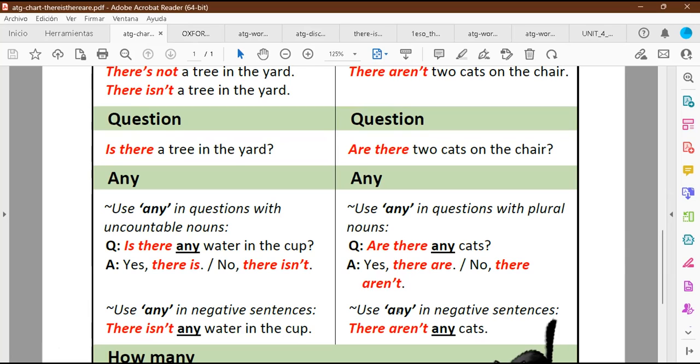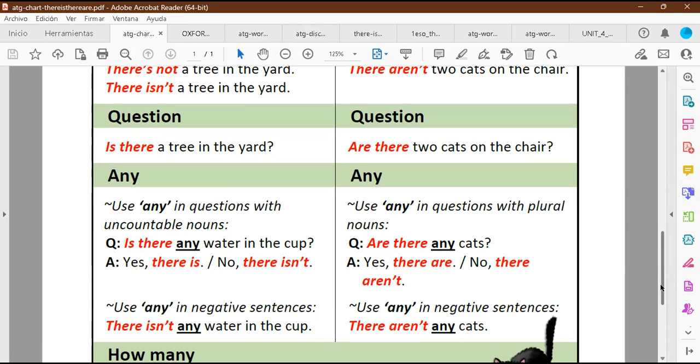And look at this. Use any in negative sentences as well in the plural form. There aren't any cats. Ok. Formas singulares, formas plurales. Vamos utilizando any. Esto es con las preguntas y con las oraciones negativas. There isn't any water. No hay nada de agua. There aren't any cats. No hay ningún gato. No hay nada de gatos. So there aren't any cats in the park.